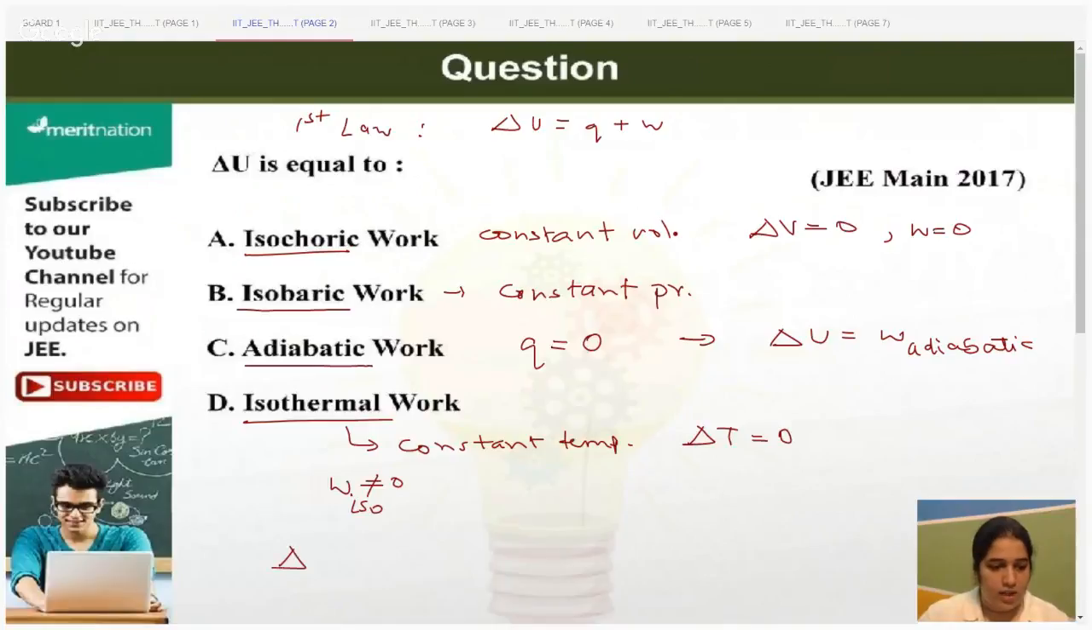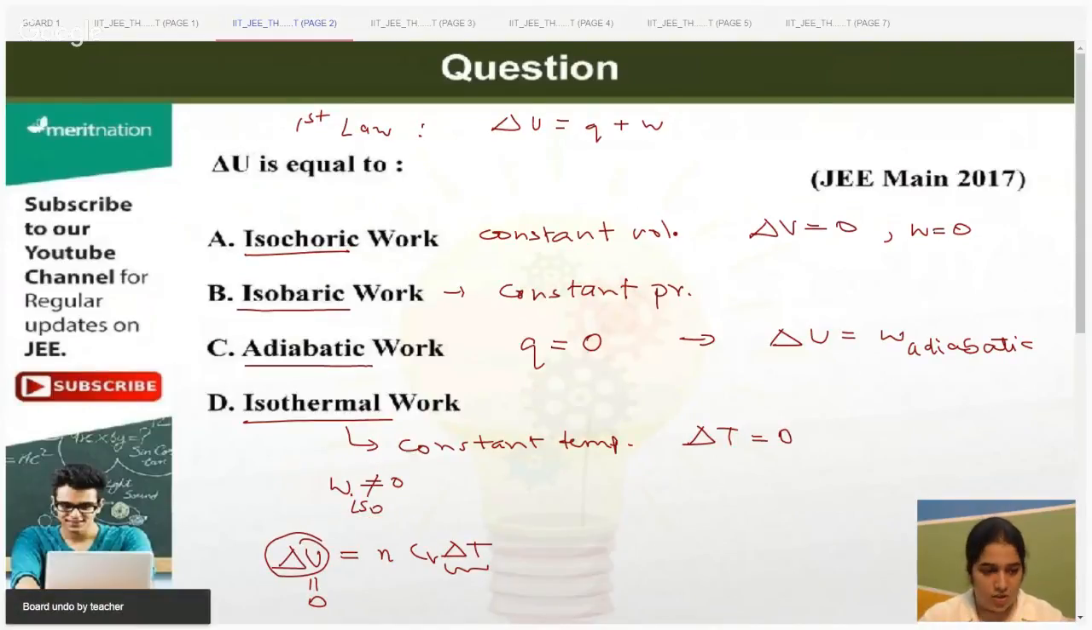However, we have a special formula for delta U, that is n C_V delta T. So when delta T is 0, that is, I have isothermal conditions, delta U becomes equal to 0, right? If RHS is equal to 0, LHS also becomes equal to 0. Now, is isothermal work equal to 0 necessarily? No, it is not. Therefore, option D is not the correct answer. So this is option C, where we have adiabatic work, Q will be equal to 0. So delta U becomes equal to W adiabatic, right, Aradhya? So C is the correct answer.